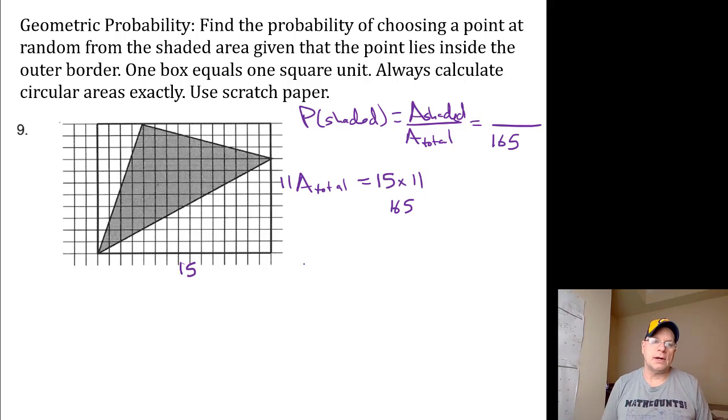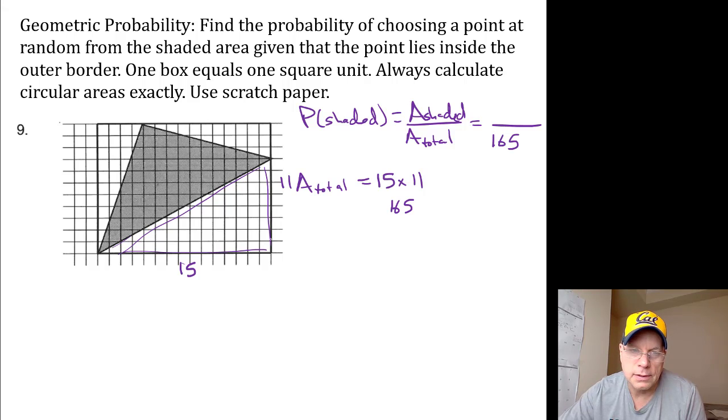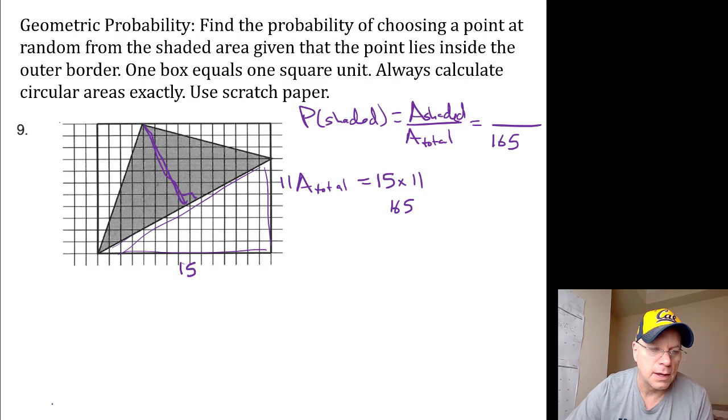Now you can't find the shaded area. I defy you to find the shaded area. You don't know how long this base is. You could do a little Pythagorean theorem trickery and find the hypotenuse of this triangle. But even if you did that, how are you going to find this perpendicular distance to that base? Good luck. There must be a way, but I don't know it off the top of my head. But you don't have to find that shaded area directly.